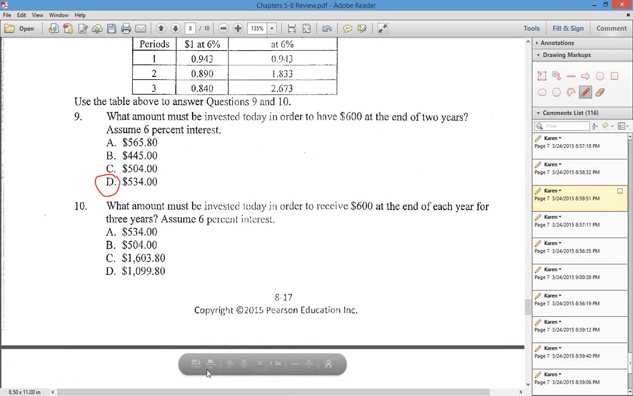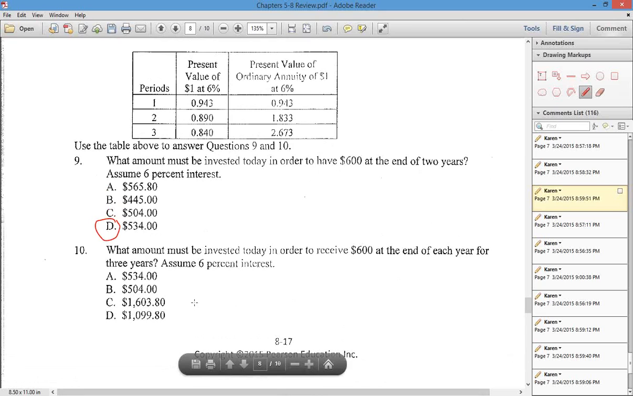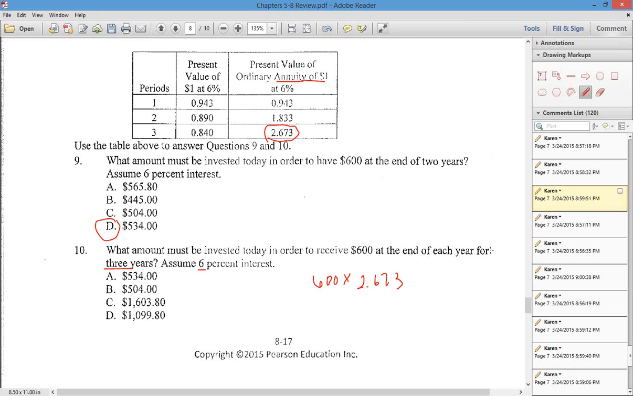Okay. 10 is an annuity. I want to know how much money I have to put in today in order to get $600 back in a series of payments. So that makes it an annuity. And it told us for each year for the next 3 years, we're assuming 6% interest. So this is our 6% table, and it's 3 years. So we simply take $600 times the 3-year factor, 2.673. Okay.